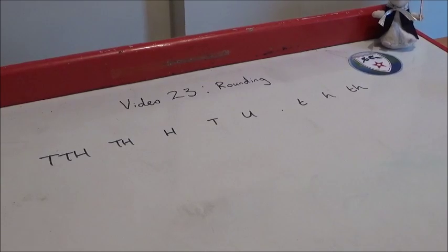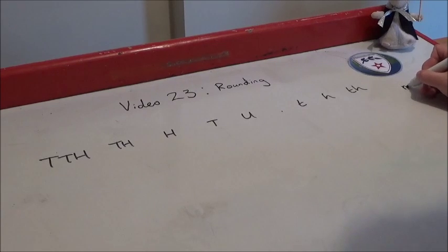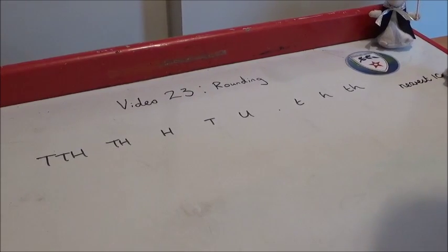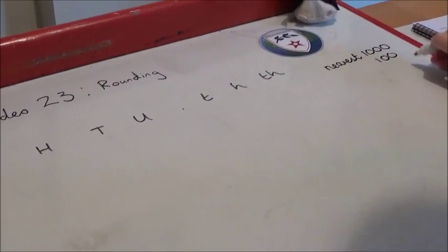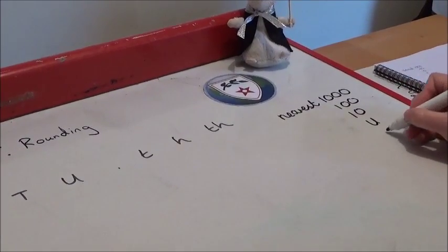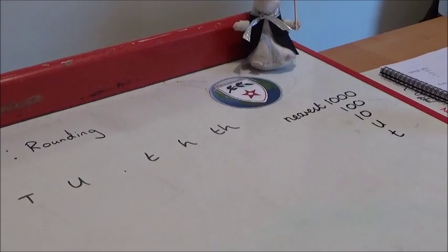Welcome to video 23, rounding. So, when we're rounding, we're going to be looking at rounding to the nearest 1,000, the nearest 100, the nearest 10, the nearest unit, and the nearest tenths. So, let's start with our first number.